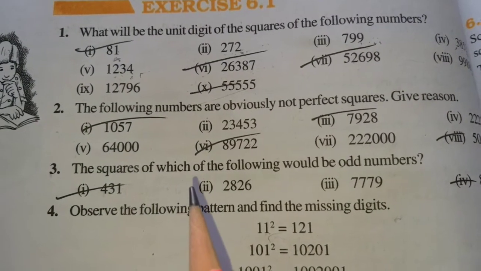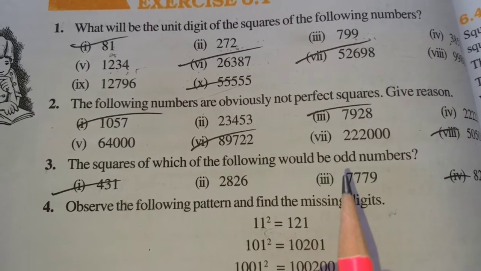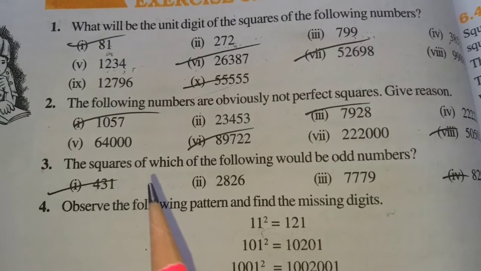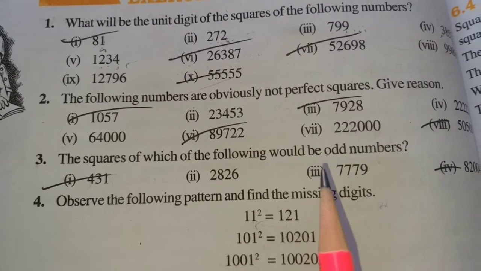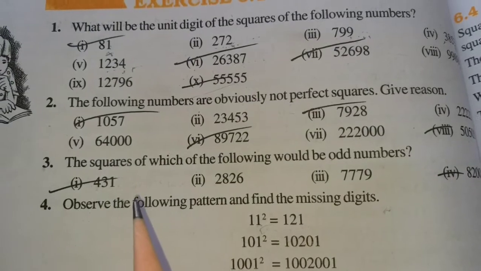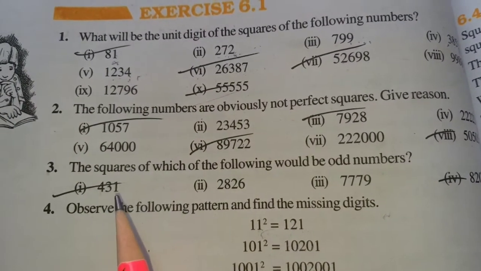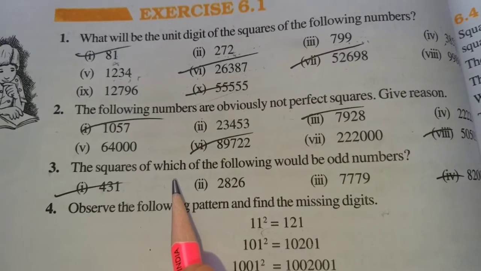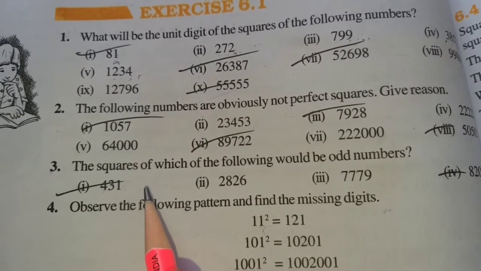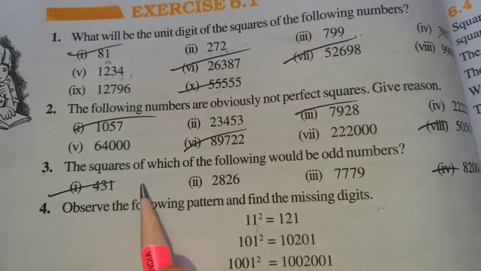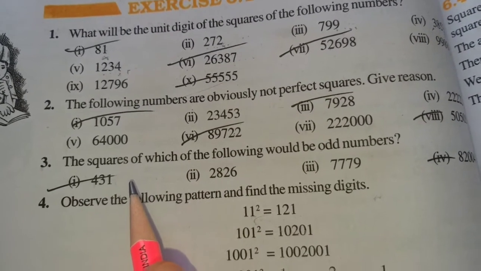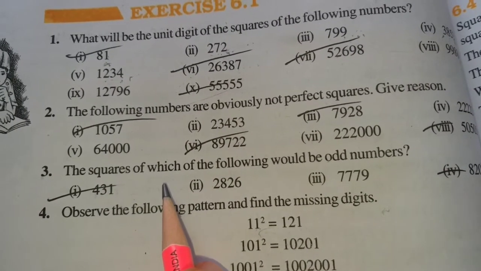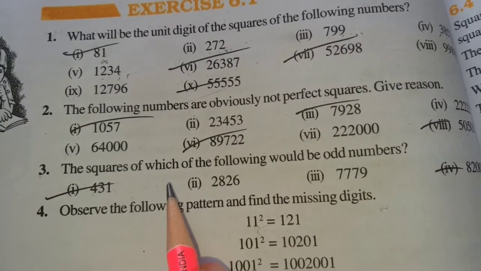Third, the squares of which of the following would be odd numbers? They're asking the squares of which of the following would be odd numbers. It means if you find the square of 431, how will you find it? You will multiply this number 2 times, right? After multiplying, what will you find? Square, perfect square.